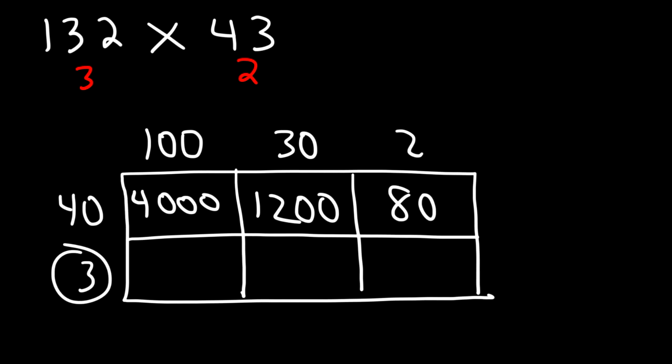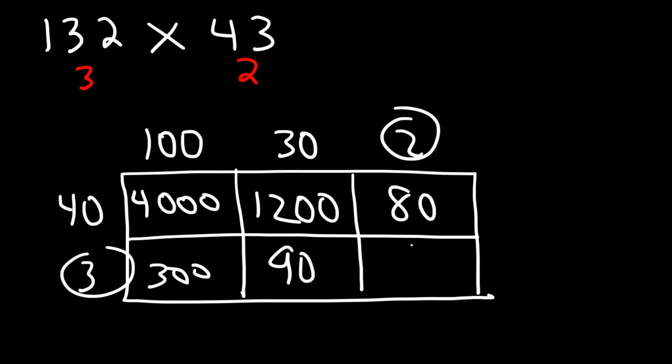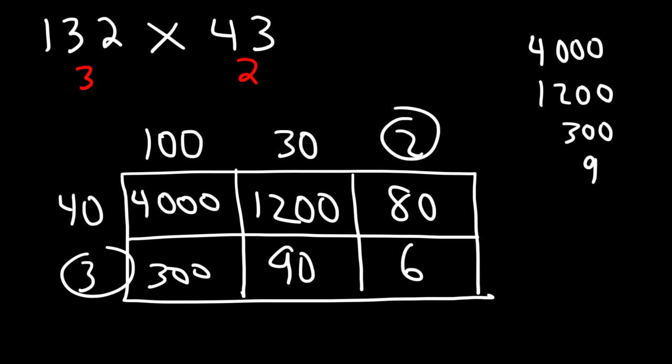Now, 3 times 100 is 300. And then 30 times 3 is 90. And 2 times 3 is 6. So now let's add up the 6 numbers that we have in those boxes. So it's 4,000 plus 1,200 plus 300 plus 90 plus 80 plus 6.